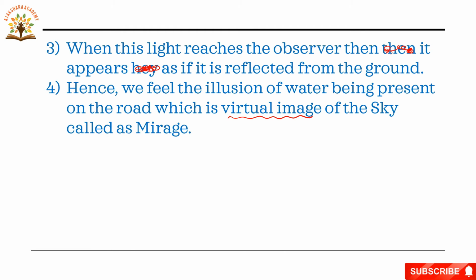Actually there is no water. Because of refraction and total internal reflection, we assume that there is water. But if we want to collect the water, there is no water. That is known as the optical illusion. Such virtual images in the sky are called a mirage.